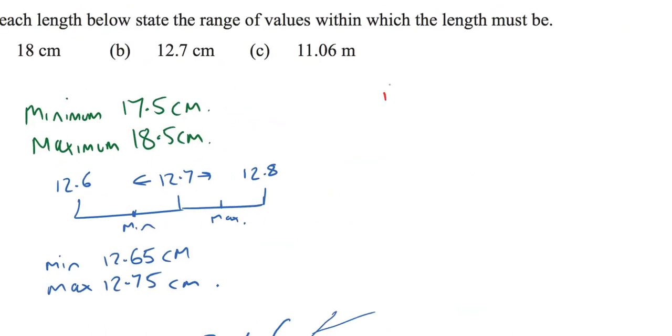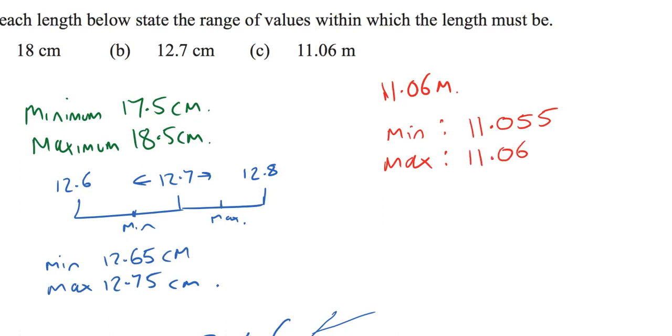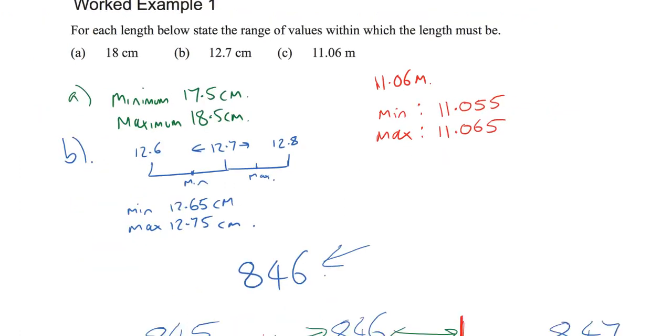Okay, final part of this, let's do part C. We've got 11.06 meters. So this has been rounded to two decimal places or four significant figures. Well, in the same way as the last example, the minimum is going to be 11.055 and the maximum is going to be 11.065. And we could have drawn that diagram.